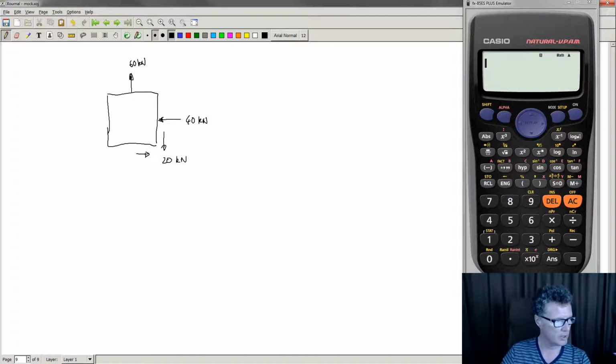So we are going to work out what would be the stress components if we rotate this anti-clockwise by 30 degrees.